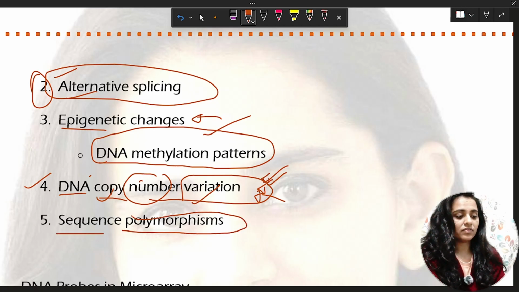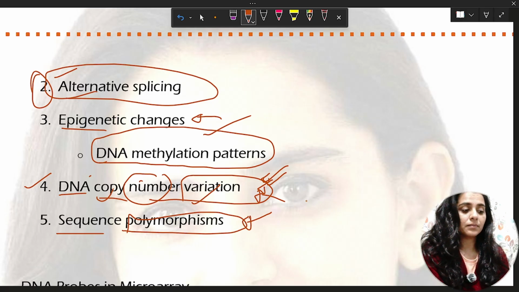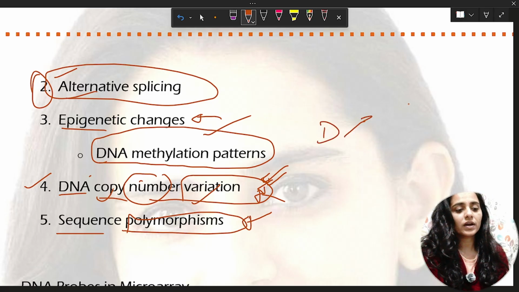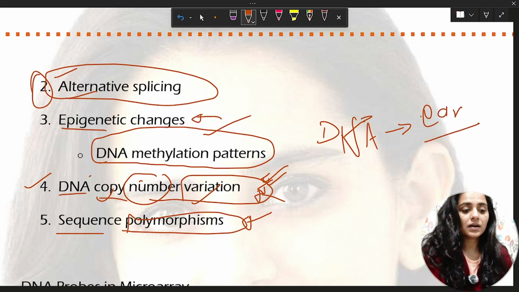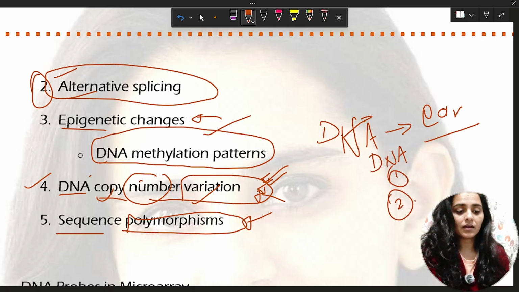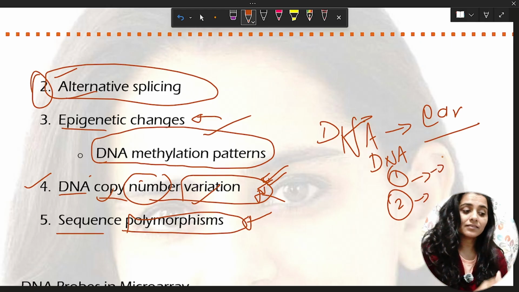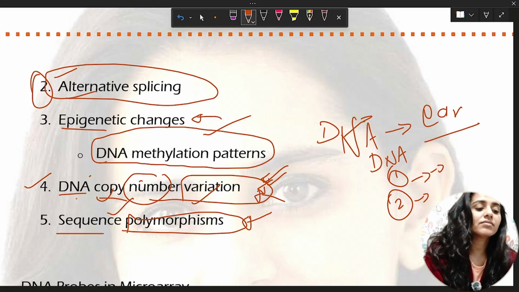Sequence polymorphism. What is sequence polymorphism? It means, if a DNA is working in the ear, and the function is the same, but the DNA of one man and a second man is different. The function is the same but the sequence is different. That can also be studied with the help of microarray.